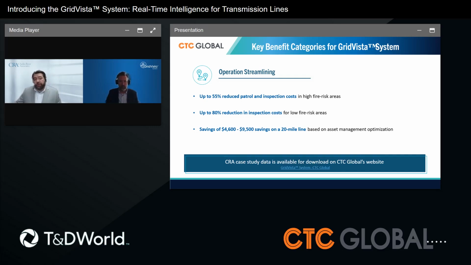All of this data is part of the return on investment case study that was performed independently by CRA. It is available on the CTC website as well.